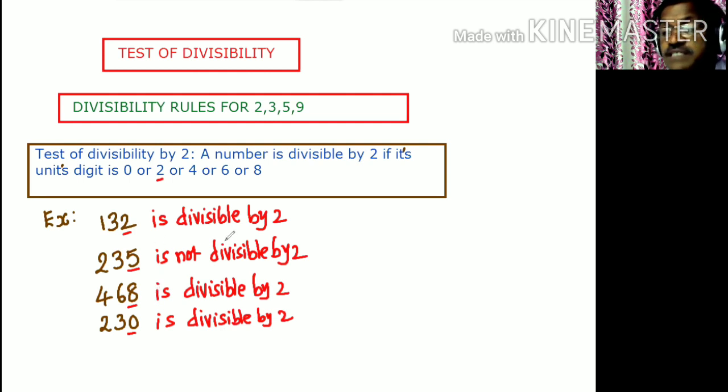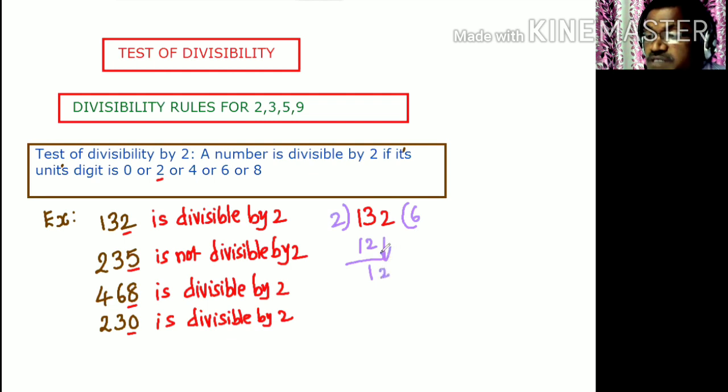Now let us verify this one whether it is true or not. Take 132, divide by 2, long division method. Using long division method, we can verify this divisibility rule. 2 6s are 12. Here remainder 1, bring down 2. Again 2 6s are 12. So 0 is the remainder. This means no remainder. So 2 divides 132. So 132 is divisible by 2.